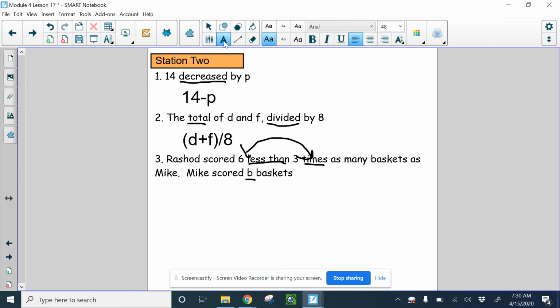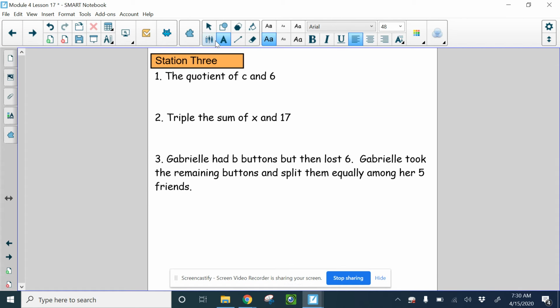So what I want to do when I'm doing this one is I need a subtraction symbol. I know that, but I actually want the 6 to be in the back because it's a turnaround word. So 6 isn't in the front anymore. I'm going to switch it to the back. Again, decreased, I did not switch the order, but less than is a turnaround word, so I would. So if I have 3 times as many baskets, and baskets is B, I would say 3B minus 6. Let's try a couple more of these. So quotient means to divide.